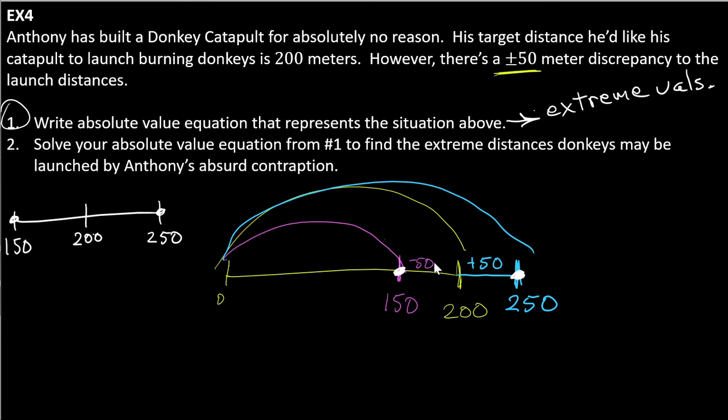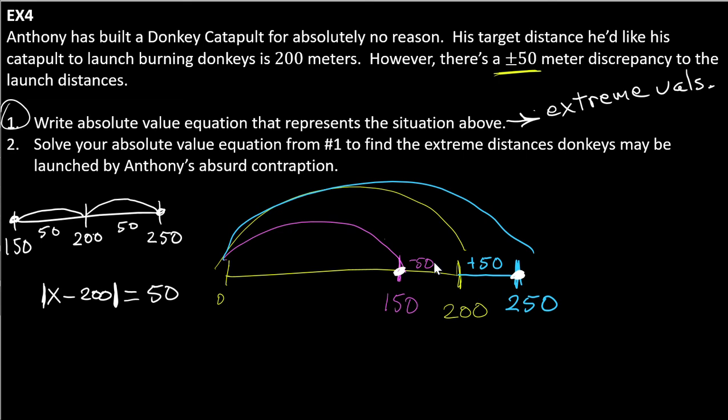So we can think of it in terms of distances, right? And if you remember from geometry, our distance from here to here obviously is 50, and our distance from here to here also is 50, right? Because we're talking absolute value. So what that really means is our extreme value minus 200, right? So this is distance. The distance between our extreme value and 200 should be equal to 50, okay?